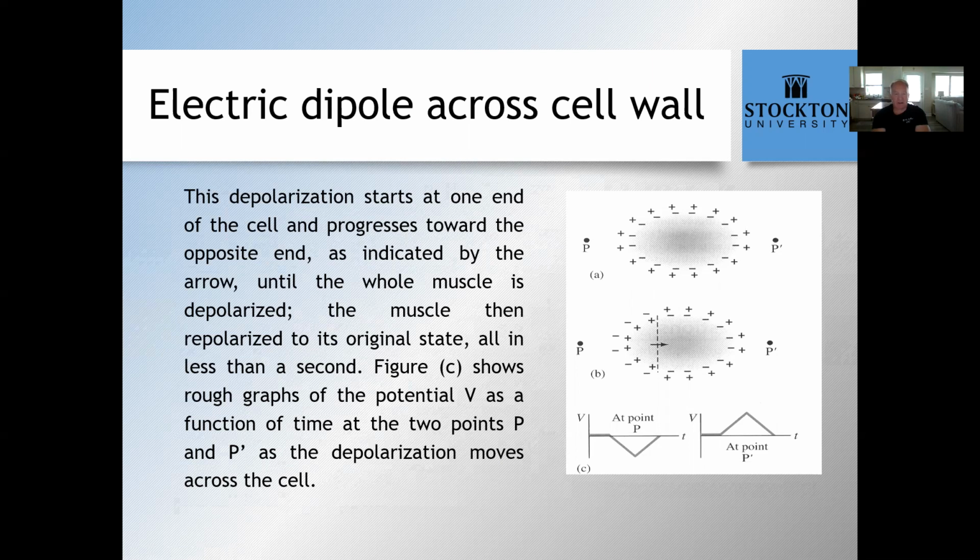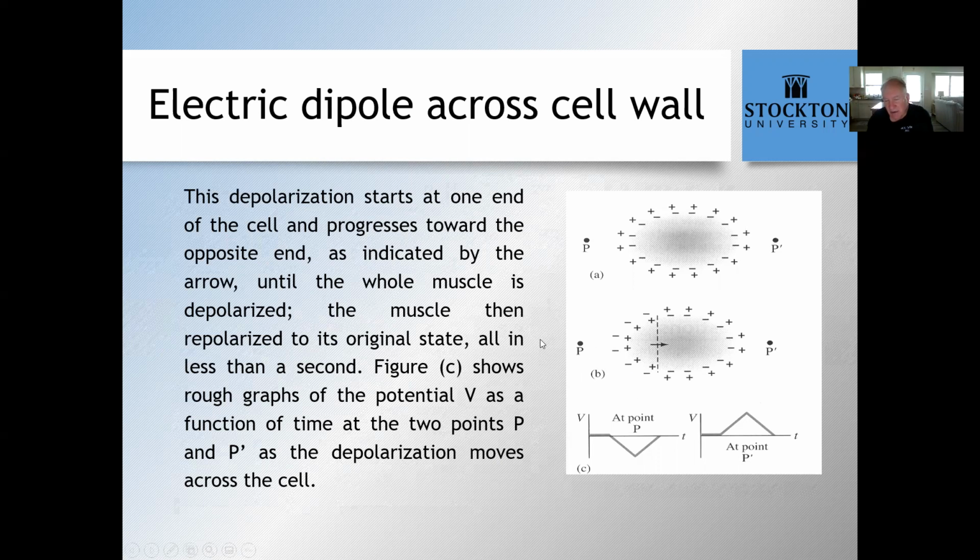The depolarization starts at one end of the cell and progresses towards the opposite end, as indicated by the arrows shown, until the whole muscle is depolarized. Then the muscle repolarizes back to its original state with the positive charges on the exterior and the negative charges on the interior. Figure C shows a rough graph of the potential as a function of time of 2 points, P and P prime, as the depolarization moves through the cell.